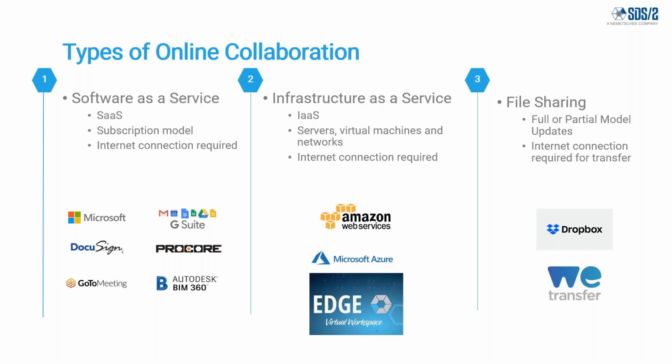The third option is what we call file sharing. It's where you install a product, you use a product locally, and then you push data to a Dropbox or to a file on the internet. All three of these require an internet connection. Dropbox, WeTransfer, these are examples of doing that.